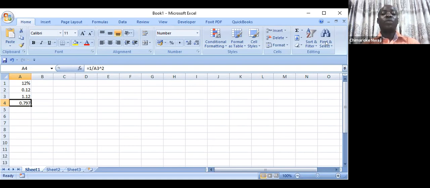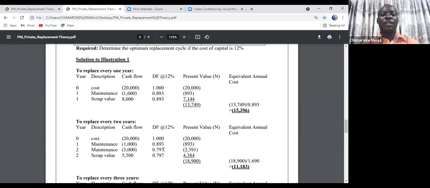So that is what you will still get if you were to use your discount factor table. So that is what we use here, 0.797. We multiply it by your 3,000 naira maintenance cost. It gives you 2,391. Now that is the cost present value for year 2.